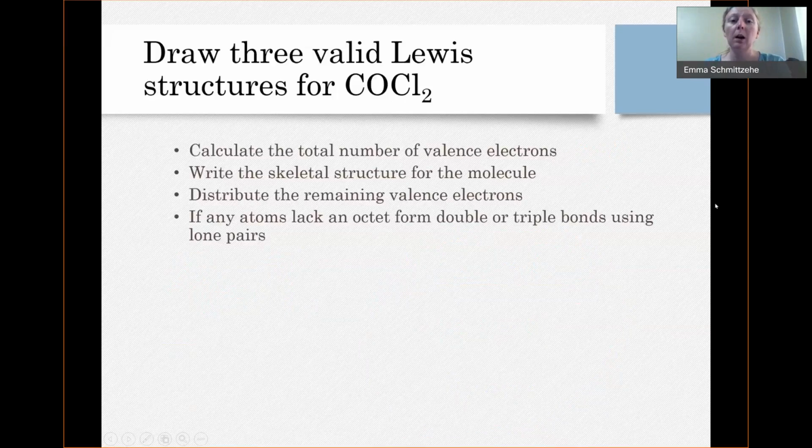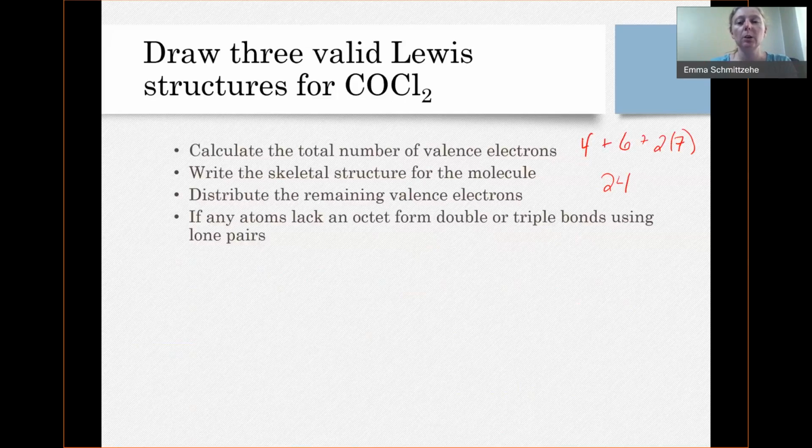Let's do COCl2. So if we have COCl2, we count up our valence, we've got 4 for carbon, 6 for oxygen, and then 2 chlorines, each of them is 7. And so that totals to 24 electrons.